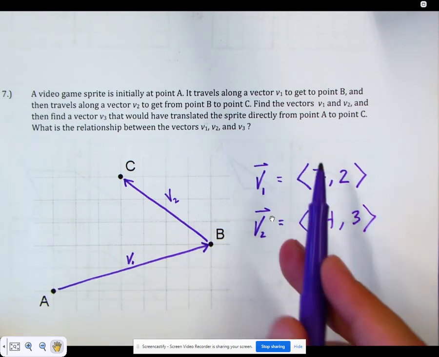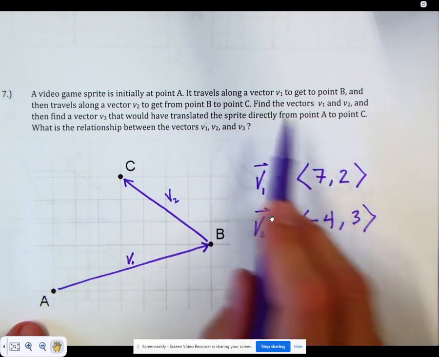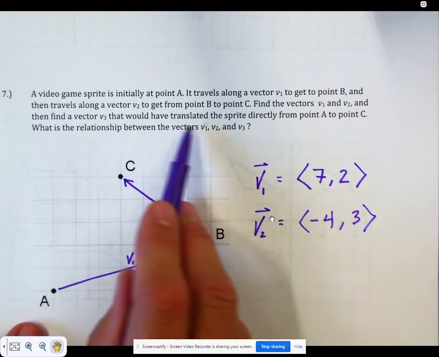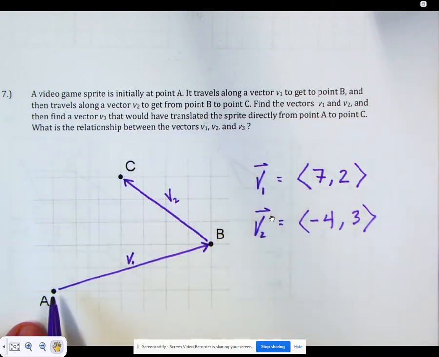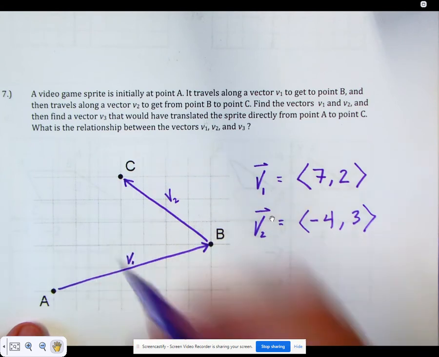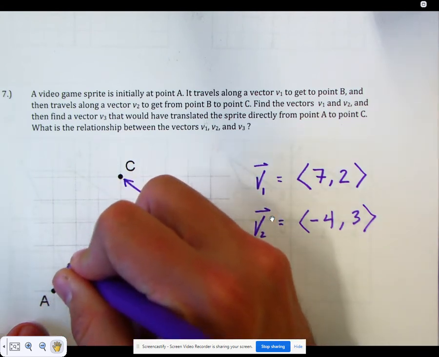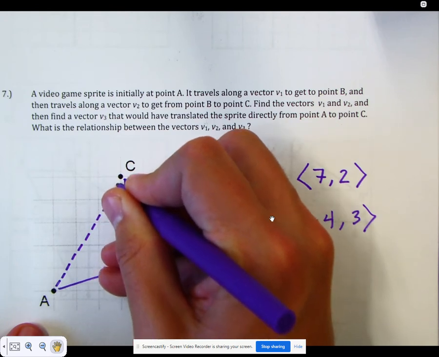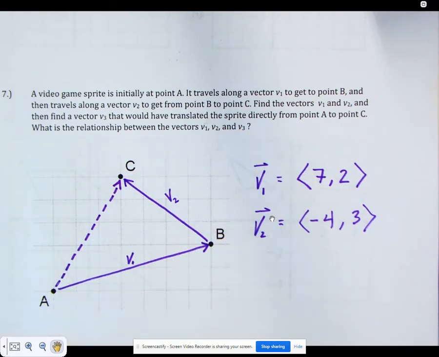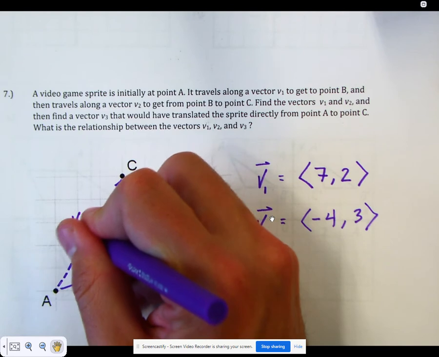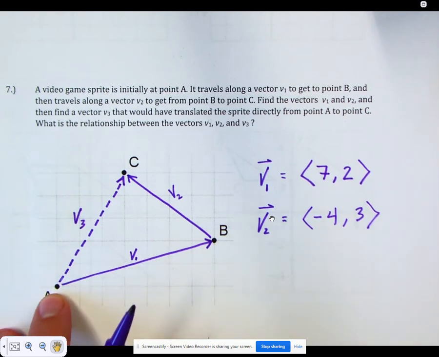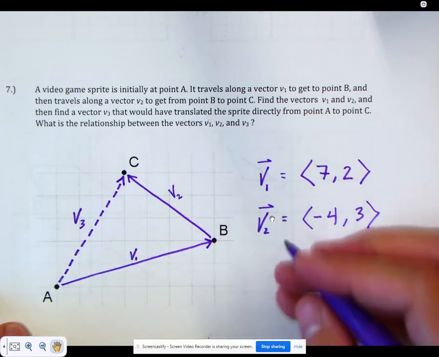Now the question asks us, after we have those, find a vector v3 that would have translated the sprite directly from point A to point C. So let's look at this vector. Doesn't have to be a dashed line. So there's v3. So let's look at v3. Well, v3 is over 3 up 5.